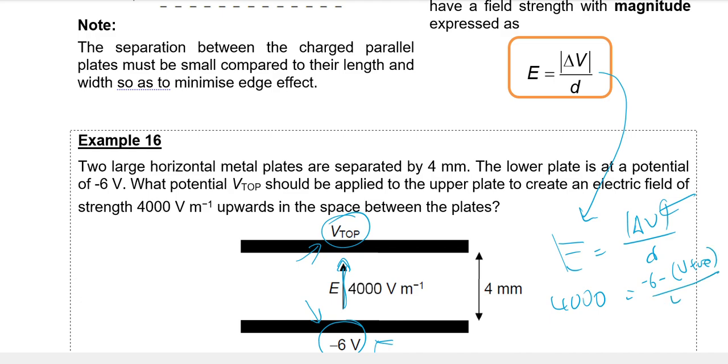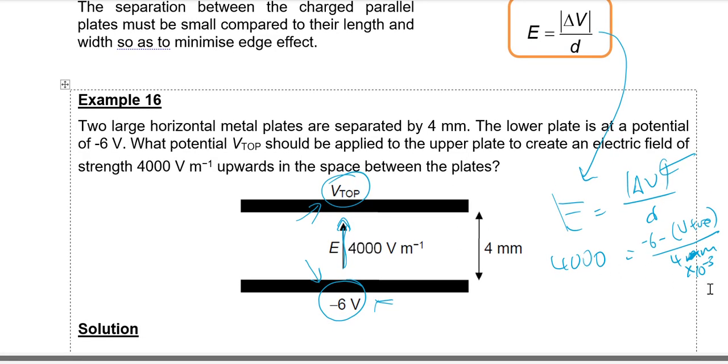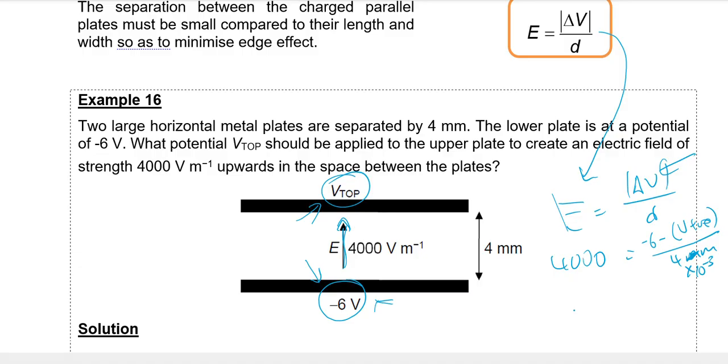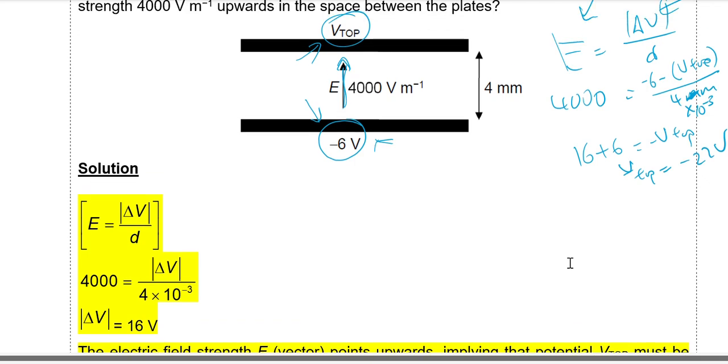Then divided by D, which is 4 mm. If we want to put SI units, that is 4 times 10 to the power minus 3 meter. So how to find V top? We just take 4,000 multiplied by this, 10 to the power minus 3, so it's 16. So 16 plus 6 equals minus V top. So V top is equal to minus 22 volt. Okay, oops, I made a mistake. Did I make a mistake?